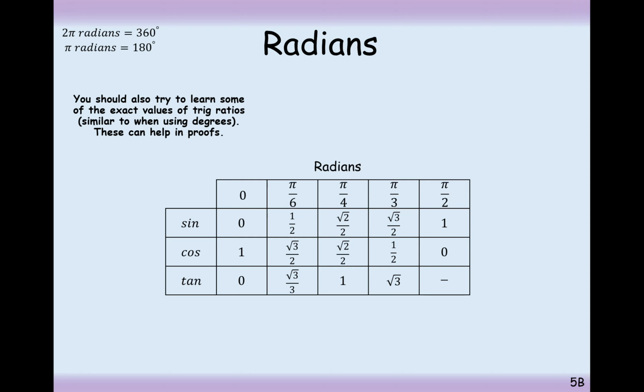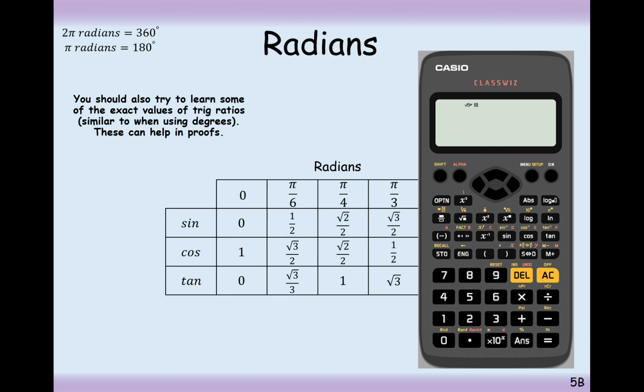So if we get rid of the degrees and we replace it with radians, then we'd expect you to remember that sine of pi by 6 is a half, because pi by 6 is the same as 30 degrees. Sine of pi by 6 is a half. And if you forget any of these, remember you do have the calculator available as well.